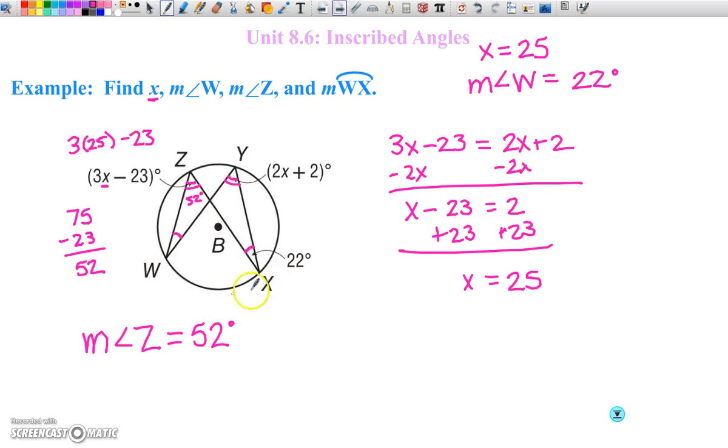And then if we're looking for arc WX, well, that is taking the 52 here and doubling it because that is the measure of the arc. So 52 times 2, so to get your arc WX, is taking the inscribed angle and doubling it, giving us 104. And there's all your information.